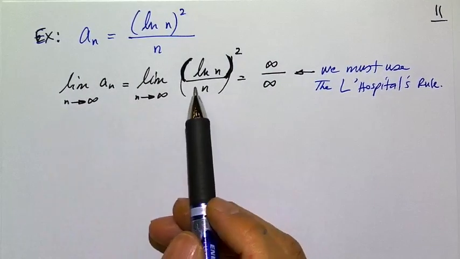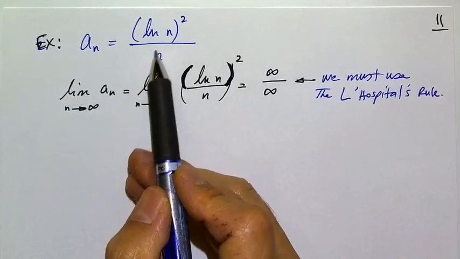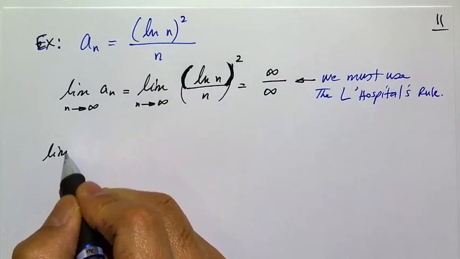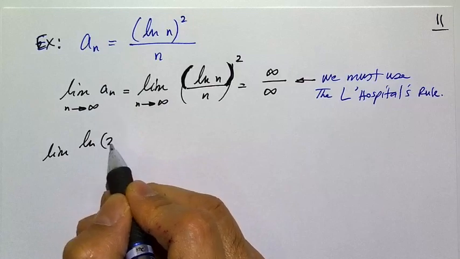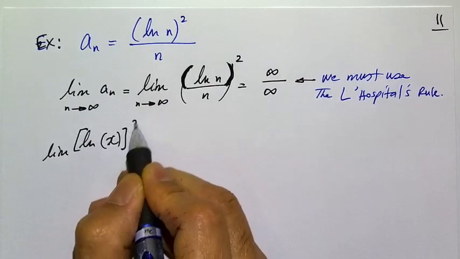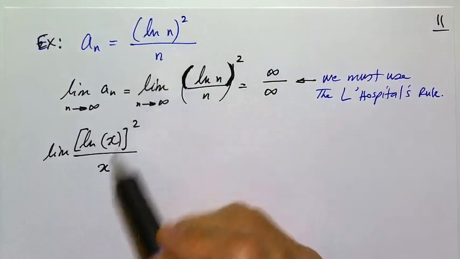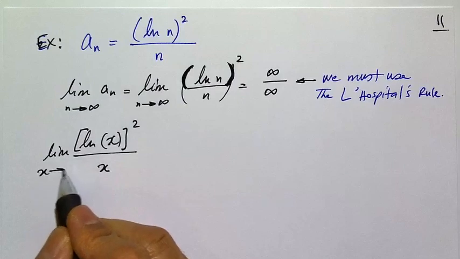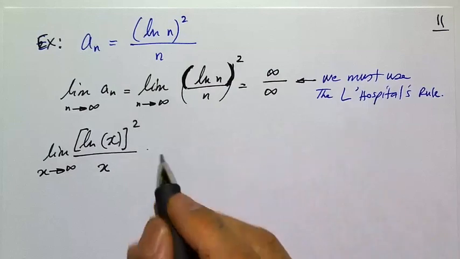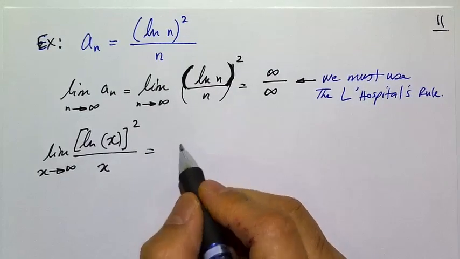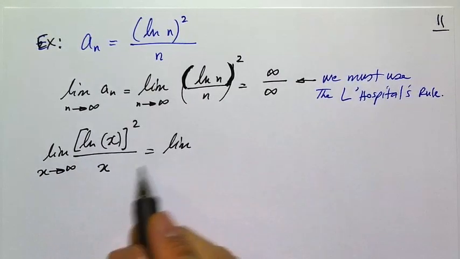So let's do that. So L'Hopital rule, and I'm going to convert to x, so we're dealing with the function version of this sequence. So limit of natural log of x squared divided by x, right? So I just replaced n with x as x goes to infinity, of course. So in this case, we already decided that we want to use the L'Hopital rule.